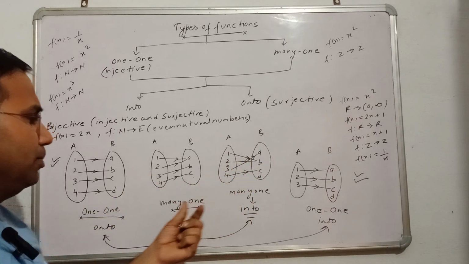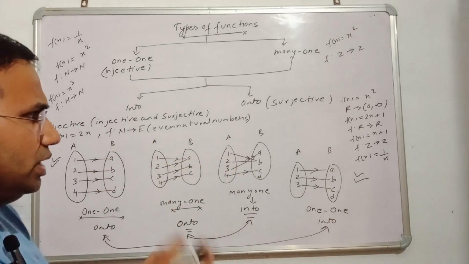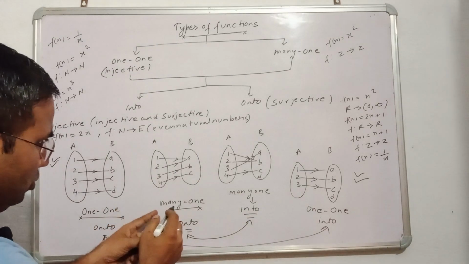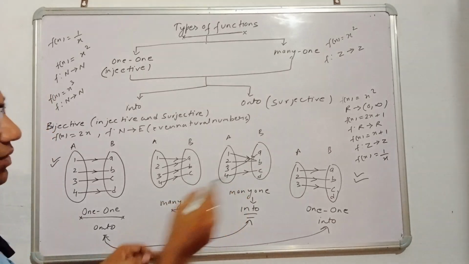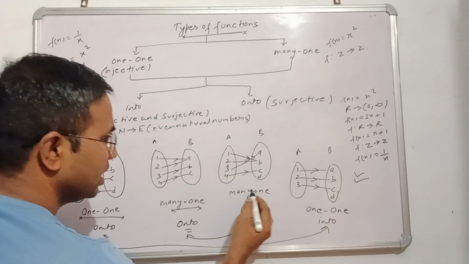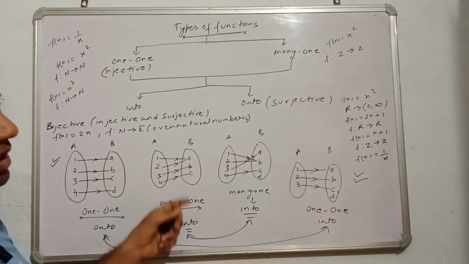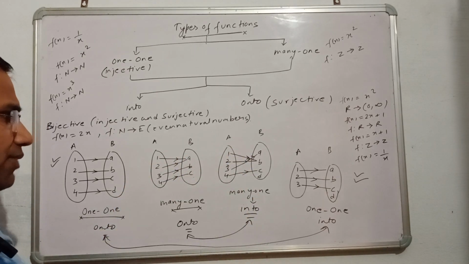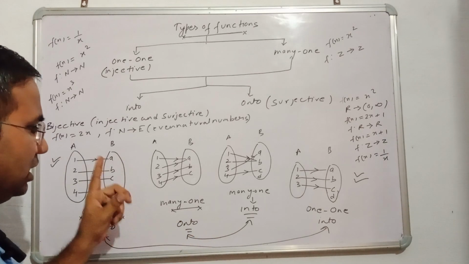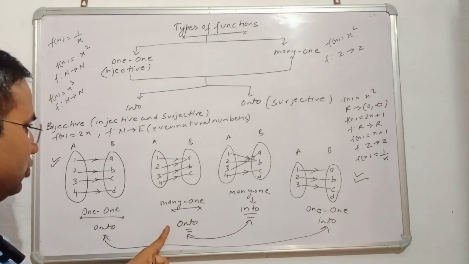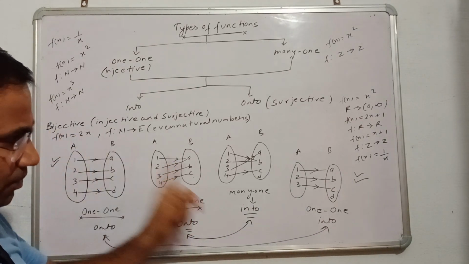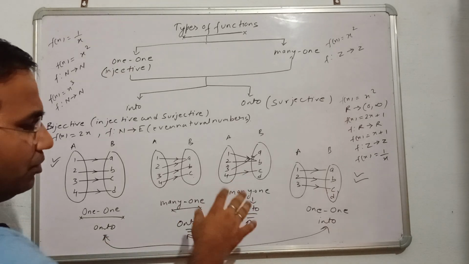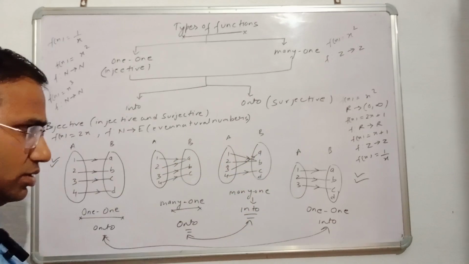So both are many-one, meaning two elements have the same unique image. That's why both are called many-one functions, first of all. Now, in this one no element is left to be mapped, and in this one an element is left to be mapped. If you see this type of condition, this is called an onto function, because no element is left here, and this is called an into function. Many-one can also be an into function.